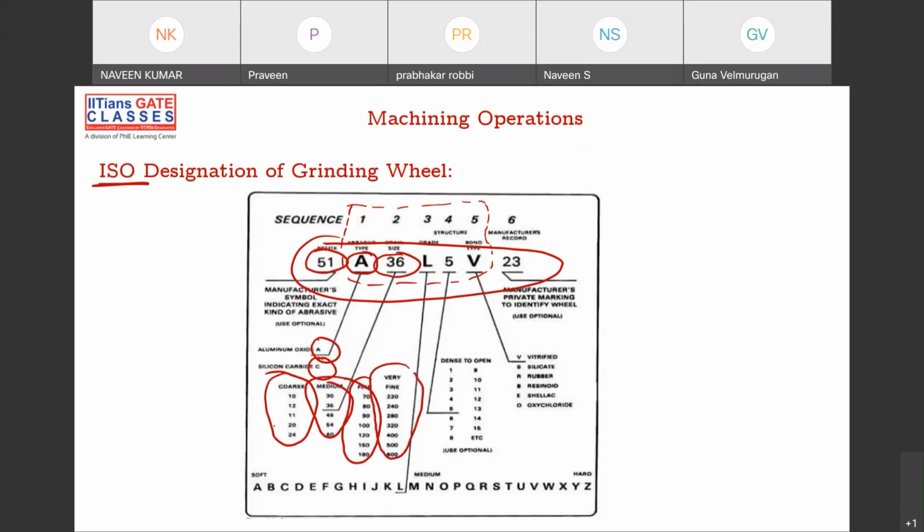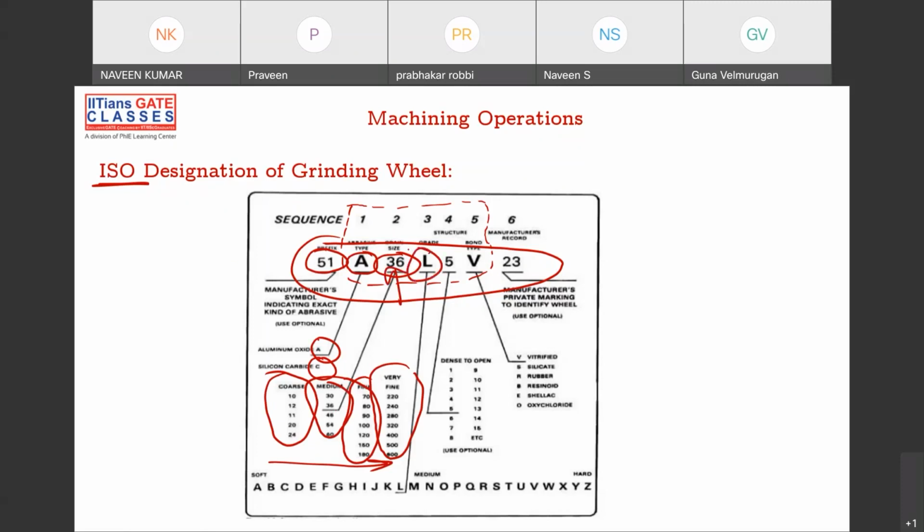So as the number is increasing, what is happening? The grain size is getting smaller and smaller. The number increasing means the grain size is getting smaller and smaller. Please do remember, increasing this value doesn't mean that grain size is increasing. Increasing that value means it is getting very fine, very important.